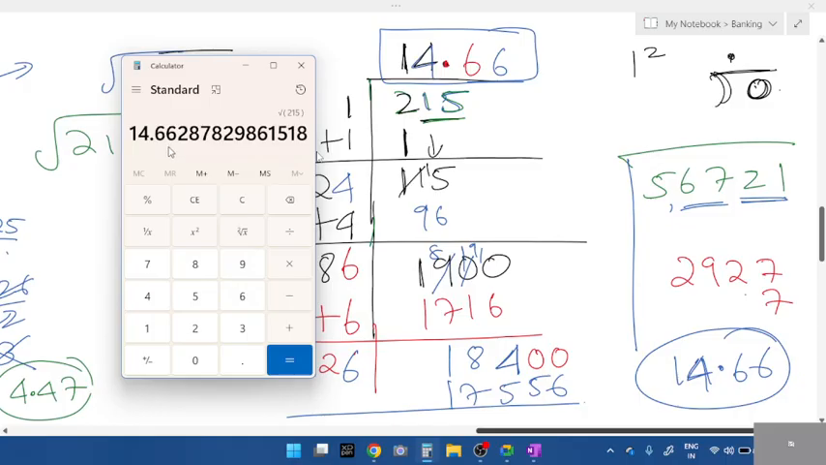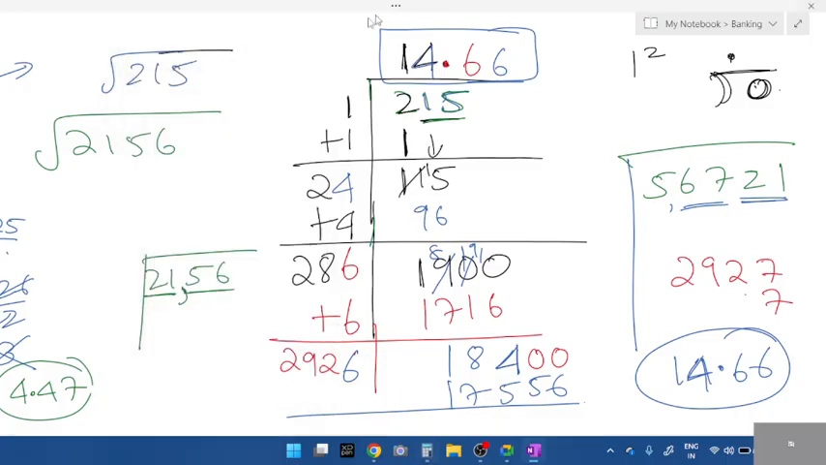This is how you have to calculate. They won't give you a calculator in the exam. And nobody knows the square root of 215. I told you there are two ways. One is the long division method. That is what I taught now. One more is using the formula book, students. We'll do that on Friday. Tomorrow is a holiday. I'll teach you on Friday. 14.66 is the answer.